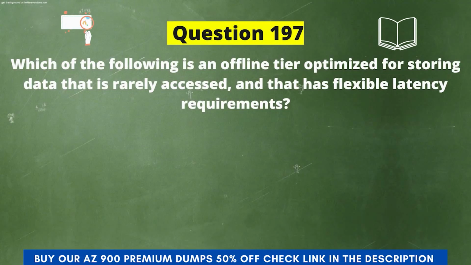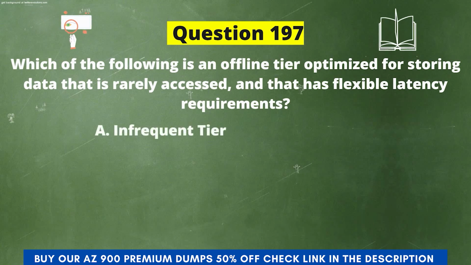Question 197. Which of the following is an offline tier optimized for storing data that is rarely accessed and that has flexible latency requirements? And the options are A. Infrequent tier.